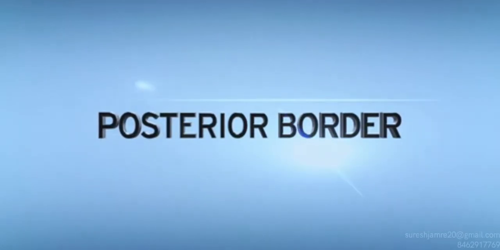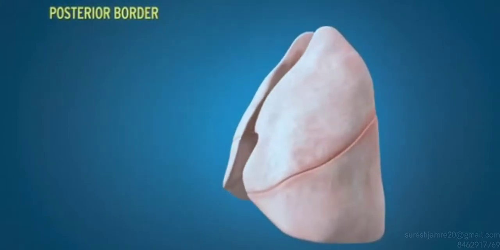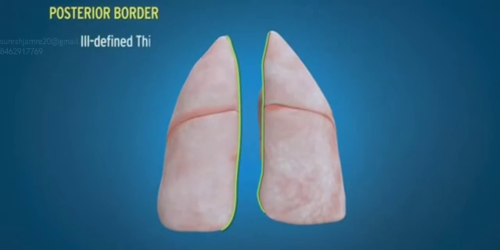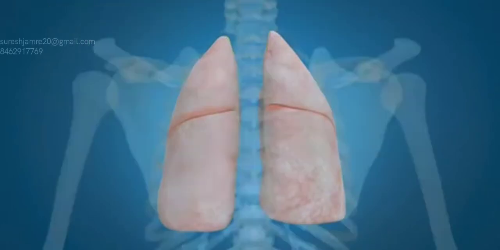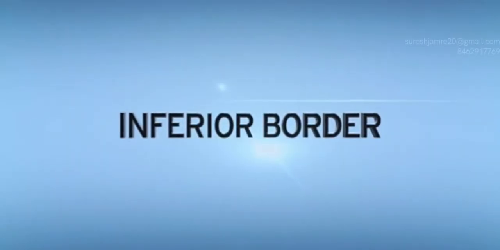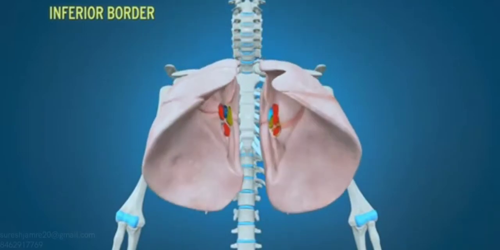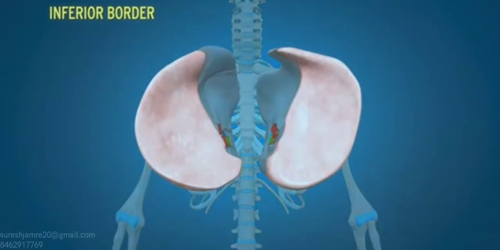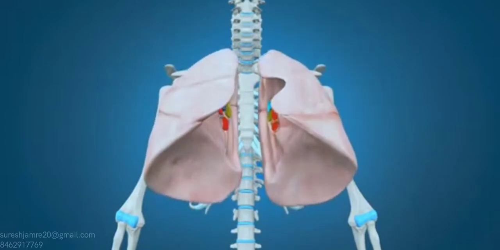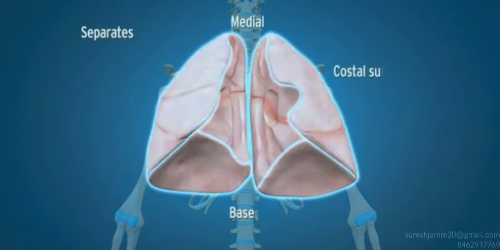Posterior border. It's an ill-defined, thick and rounded border. It extends from C7 to T10. Inferior border. It separates base from medial and costal surfaces.